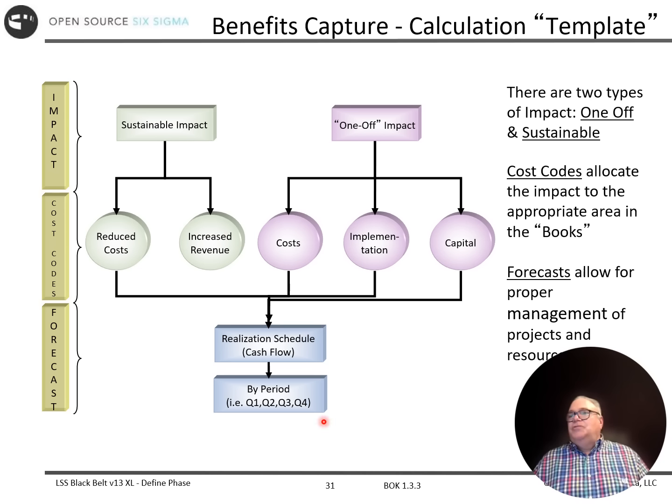All right, and then the realization schedule. When can I count the money? Typically it'll be towards the improve and control phase of the project. But this is another good point to look at scale and scope. The faster I can get to savings, the quicker they're going to get rolled back into the business.